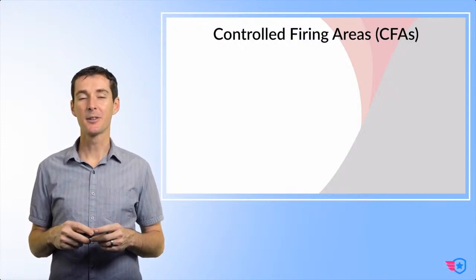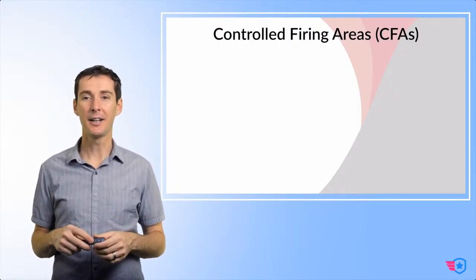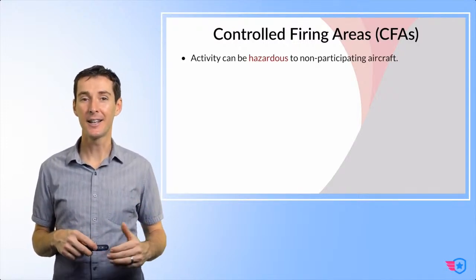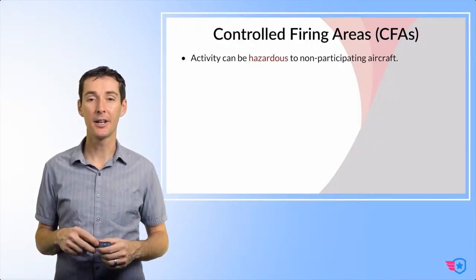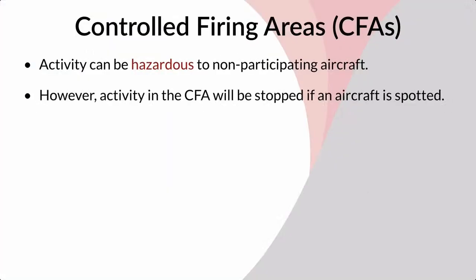Think about this. Think about the name of it. Controlled firing area, okay? That's going to have, again, hazardous activity to non-participating aircraft. Here's the kick with this one. This one is designed so that if there is activity going on in there and there's an aircraft that is spotted, then the firing is going to stop. The activity inside of the CFA is going to stop.